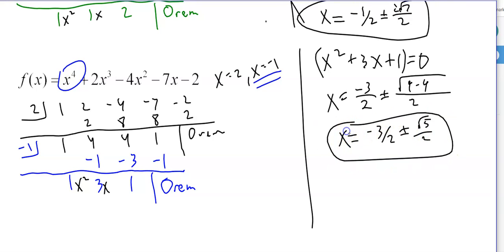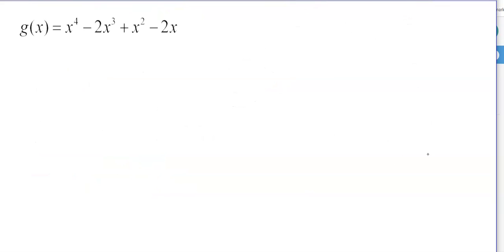So those are 2 of your solutions, and your other 2 are these 2. And again, the fundamental theorem of algebra basically says when you see x to the fourth, you're expecting 4 answers. 1, 2, 3, 4. There are 4 answers for this one. We found them all. We're good to go. Same thing here. I'm expecting 4 answers here.